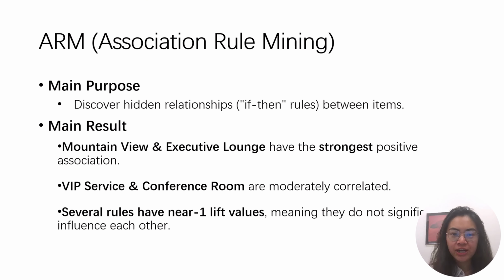Then we used association rule mining to help us better understand the dataset. It helped us to discover hidden relationships between items. The main results we got from the association rule mining are that the Mountain View and Exclusive Lodge have the strongest positive association, and the VIP service and the conference room are moderately correlated. Several rules have nearly one lift value, which means that they do not significantly influence each other.